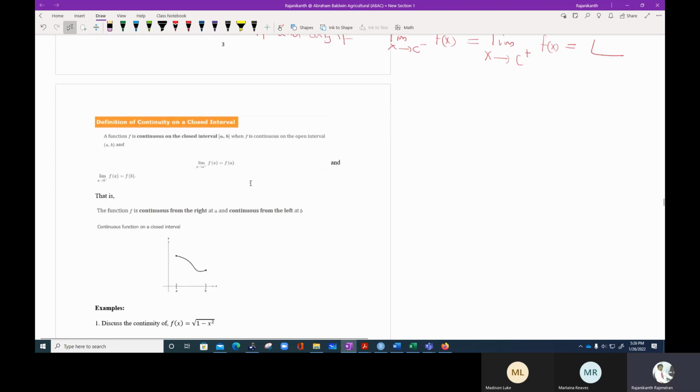So, definition of continuity on the closed interval. A function is continuous on the closed interval AB. That means the function should be continuous in the open interval, plus these two conditions are supposed to hold. We are given an interval. Say this is a real line, and this is A and B. If the function is continuous on a closed interval, remember, closed interval means you are including the endpoints. So endpoints are included. That is called the closed interval.